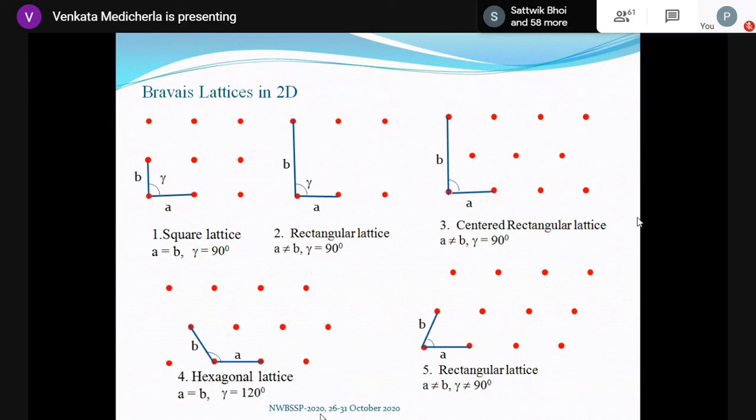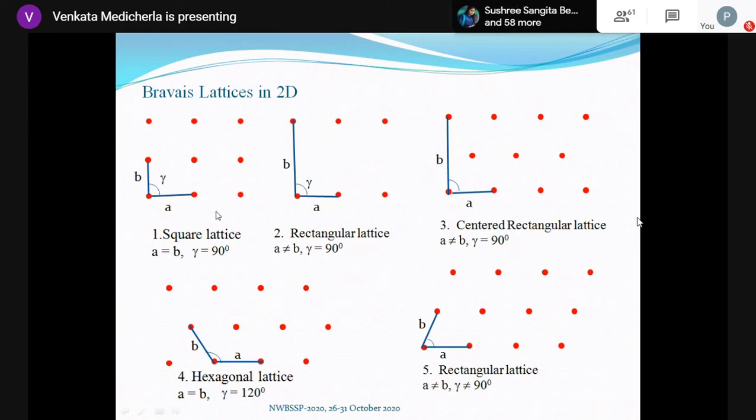But somebody might ask, why not a centered square lattice? As you have a centered rectangle, why not a centered square? Suppose you put a point at the center of all the squares here. You will see that again it becomes a square lattice. Maybe its square dimension will be different, but it will remain a square lattice. That's why you don't have a centered square lattice. A centered square lattice is the same as a square lattice.